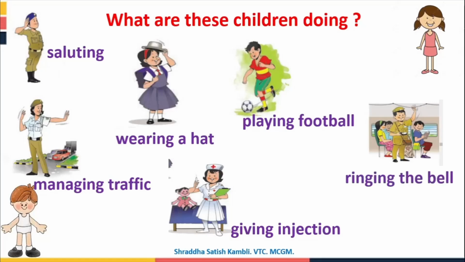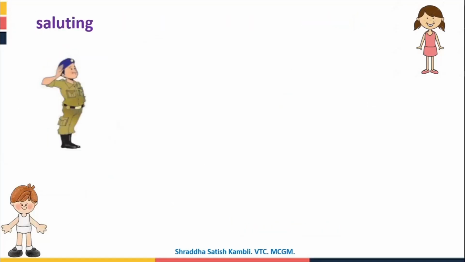So see, there are so many actions which are happening over here. One child is saluting, the other child is wearing a hat, someone else is managing traffic, someone is giving an injection, a boy is playing football, and the conductor is ringing the bell. Okay, now let us see what parts of their body they are using in order to do all this.